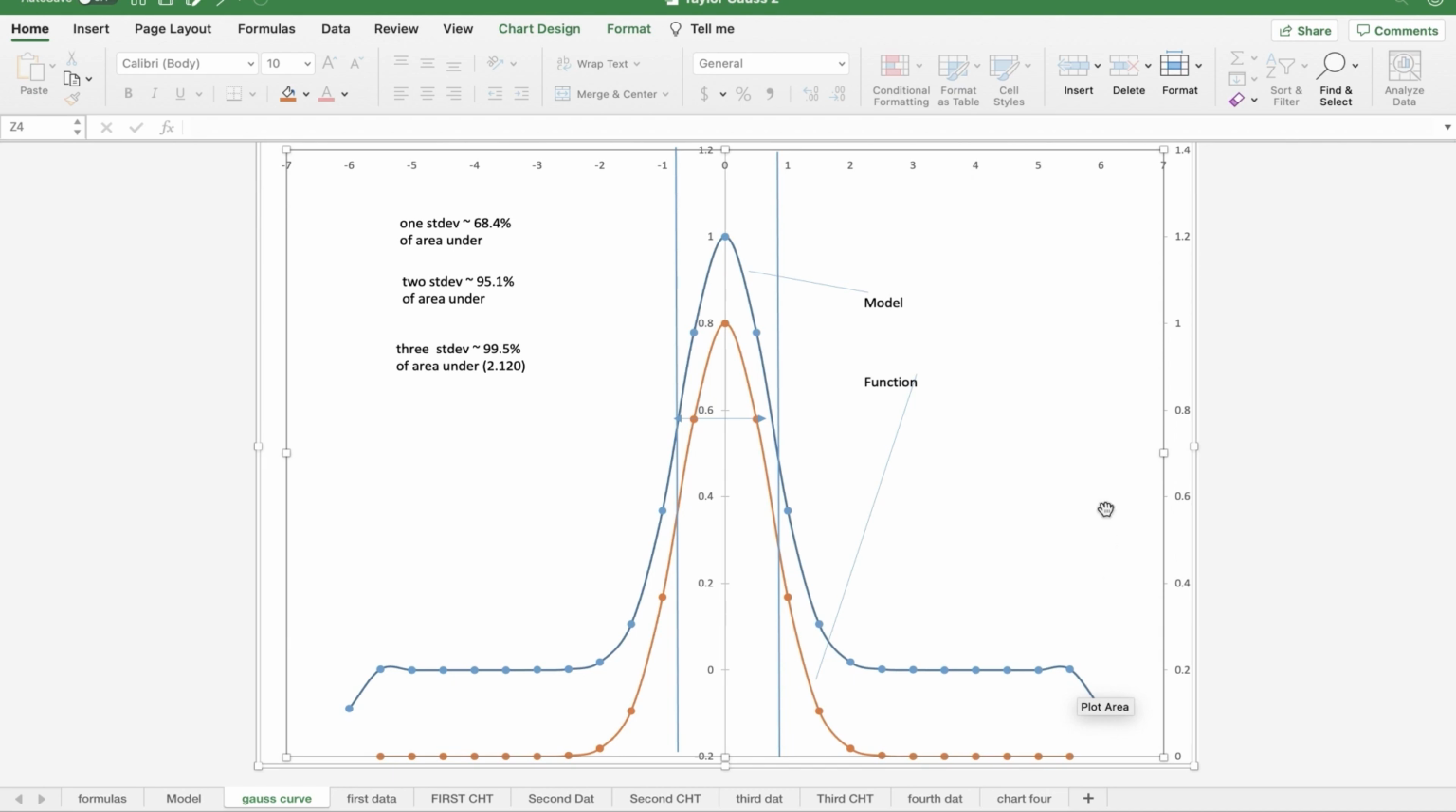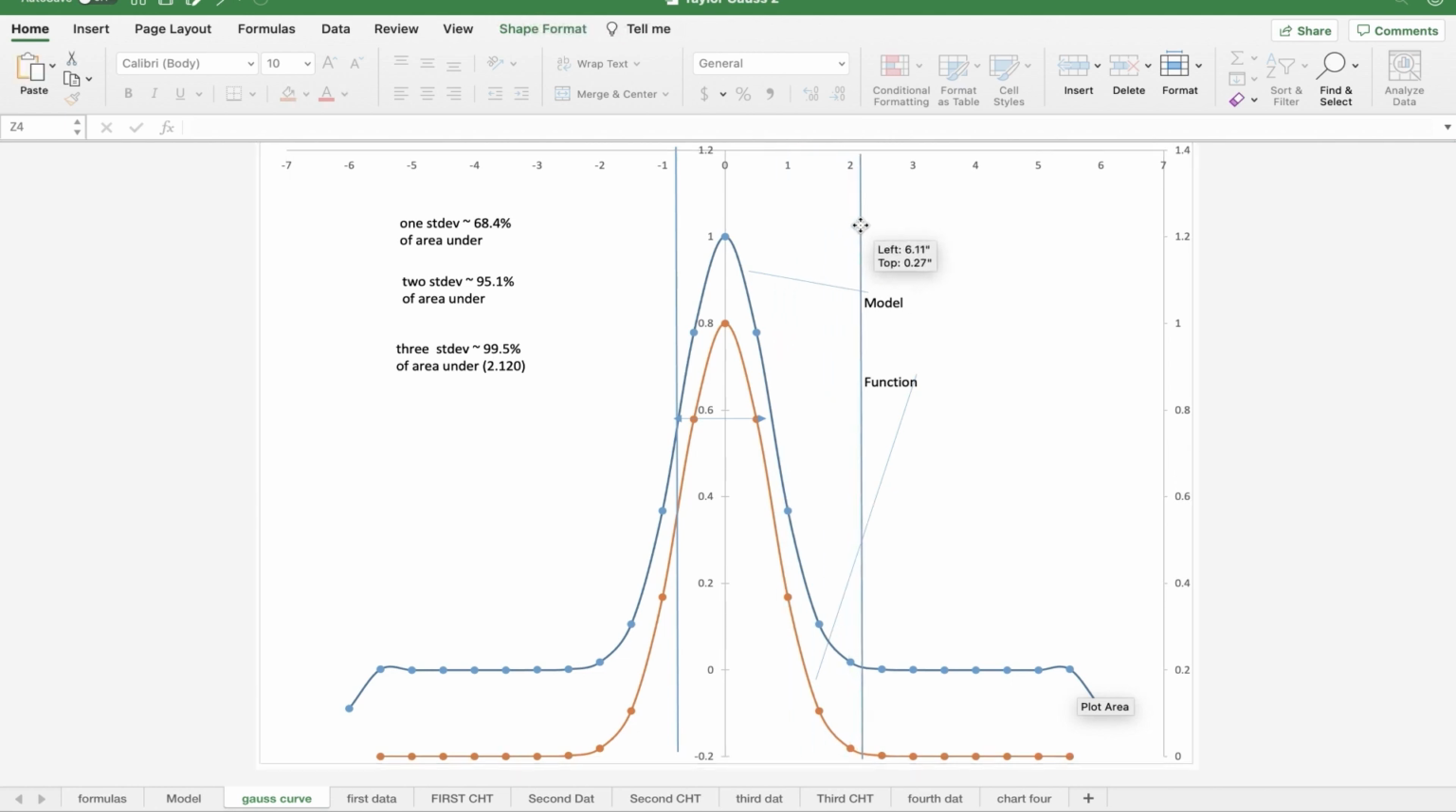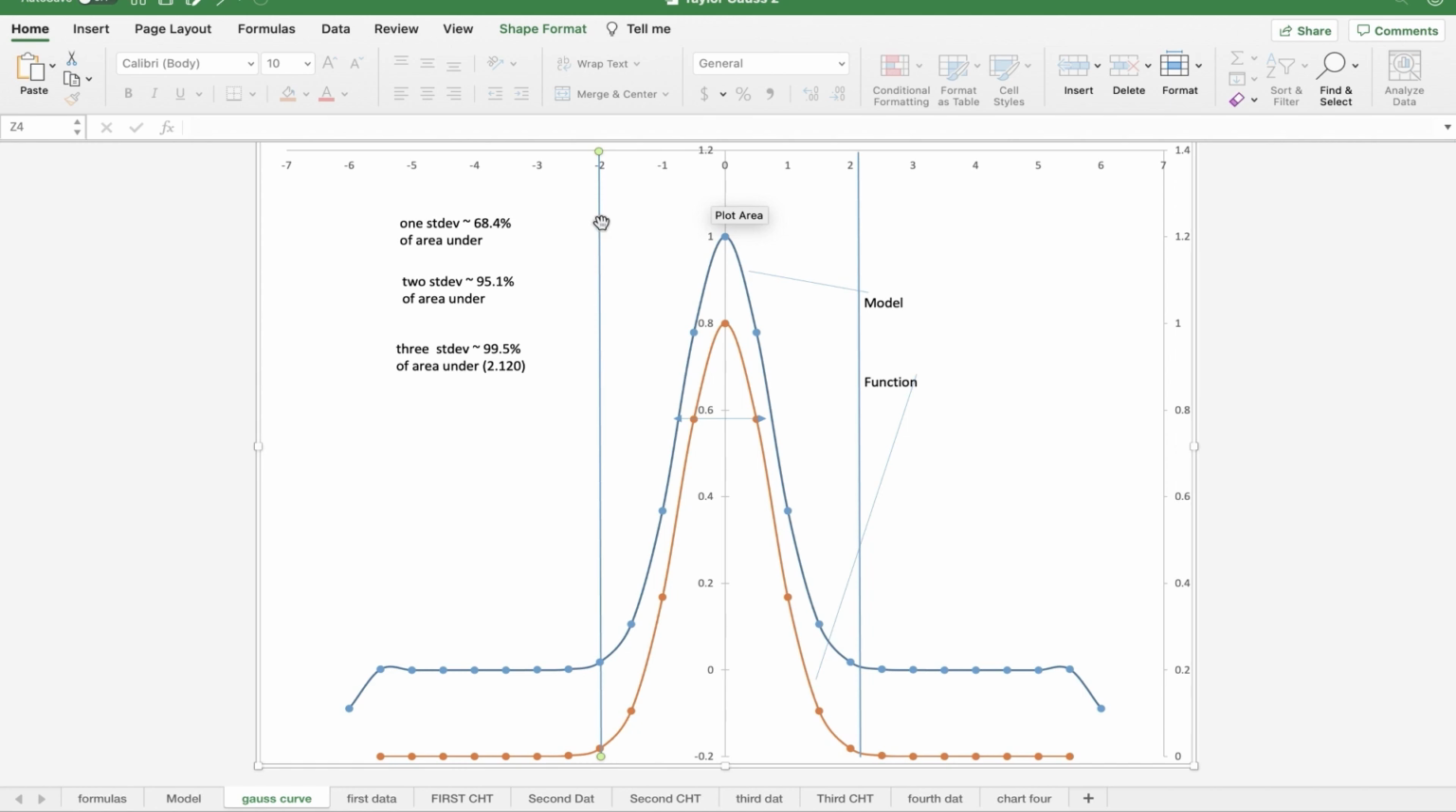The good thing to know is that 3 standard deviations is 2.12 or something to that nature, and it's 2.1 over here, negative 2.1 over here. And you could see that we've got about 99% of the area under the curve. And that's what we have, I think we calculated 99.7.